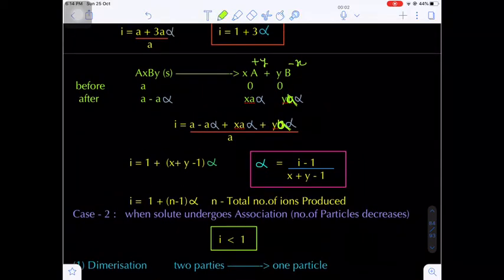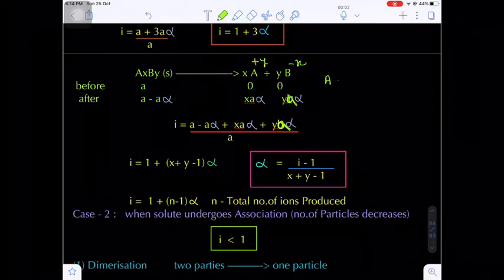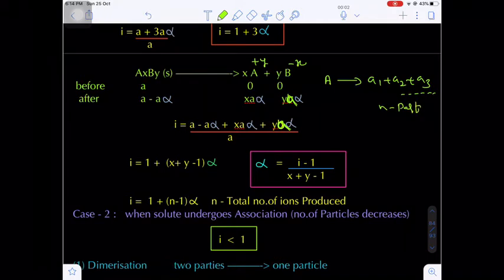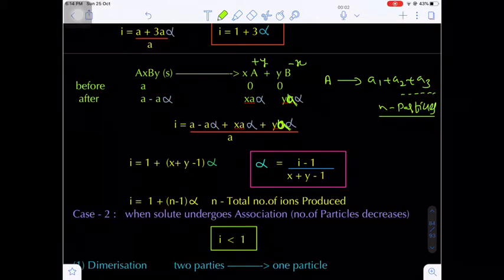Let's suppose, writing the general formula here, I have solute A. From solute A, particles A1, A2, A3, A4, and so on are produced. So how many total particles are produced? Let's suppose n particles, or n moles of particles, are produced. Here X and Y, so X plus Y is equal to the total number of particles produced after dissociation. That's why I am taking the X plus Y value as n.